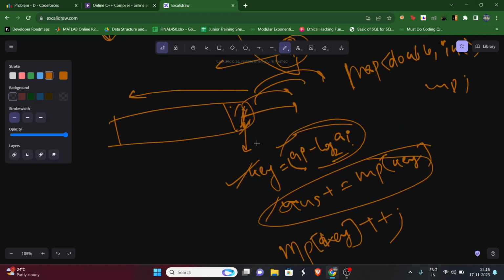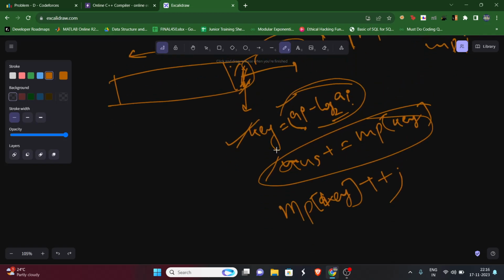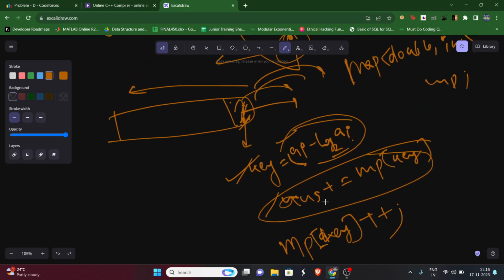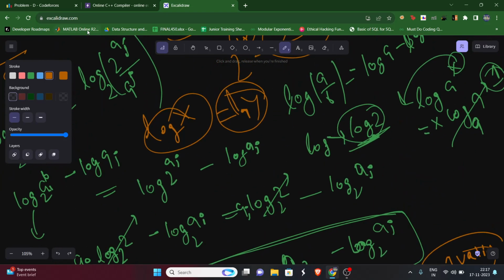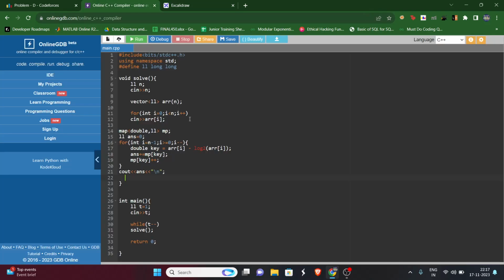Similarly, we can traverse from left to right. For this particular index we can find all the indices which can make a valid pair, and simply add them to our answer. I hope this is clear to you. Let's go back to the code once.